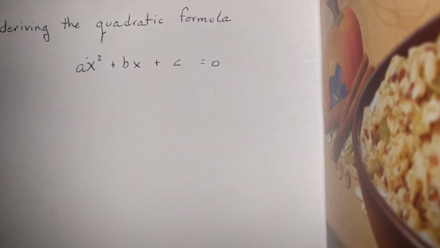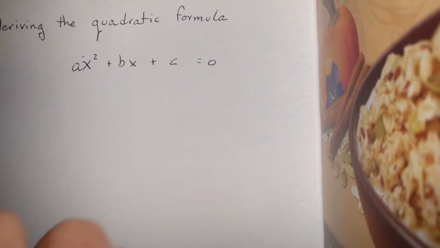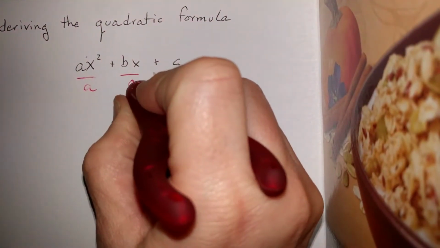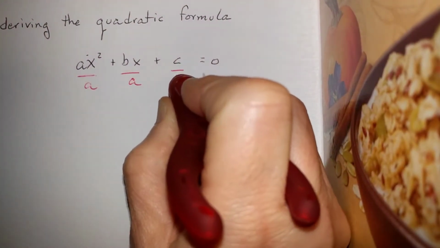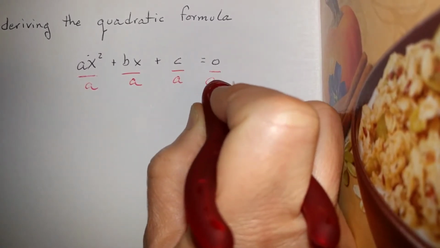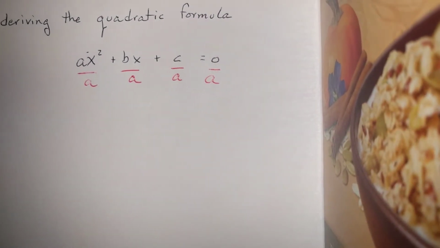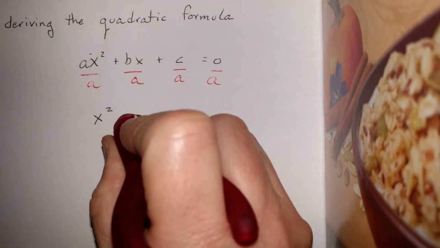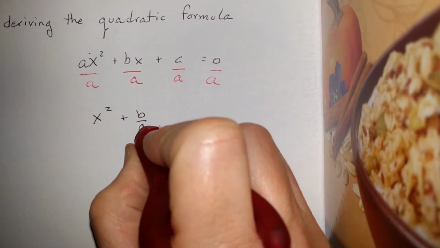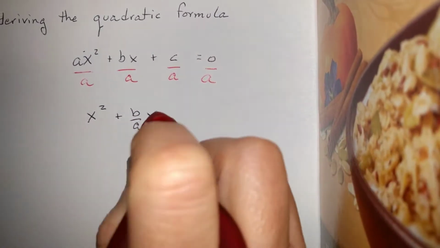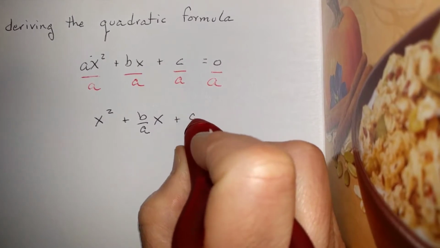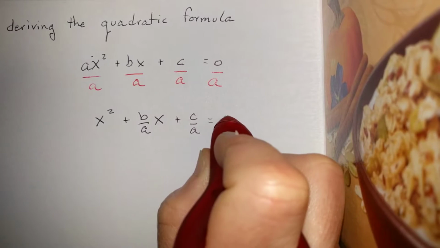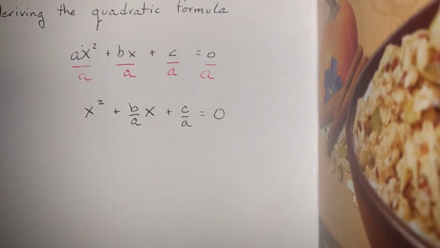We're going to complete the square on this, so the very first thing we want to do is divide each term by a, because in order to complete the square, my leading coefficient has to be 1. This will give us x squared plus b over a times x plus c over a equals 0. Of course, because 0 divided by anything is still 0.